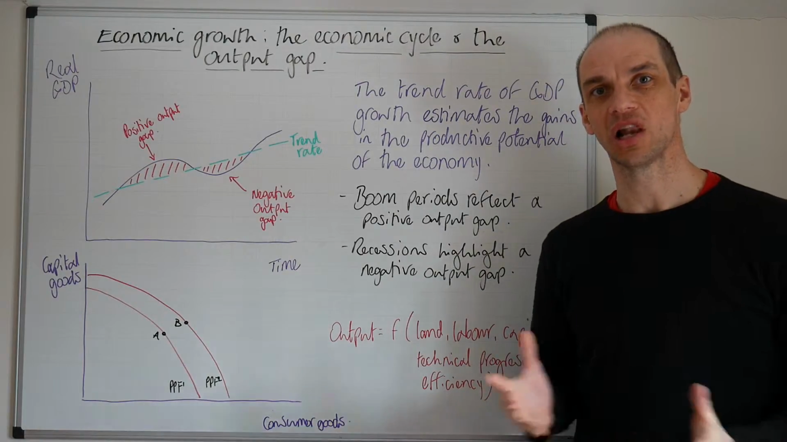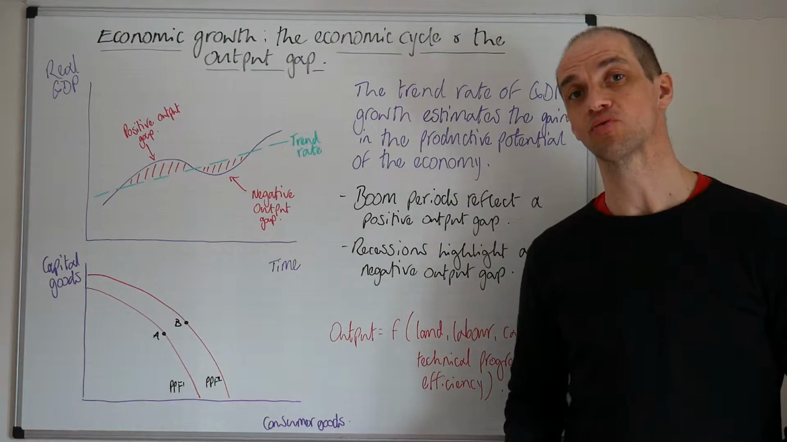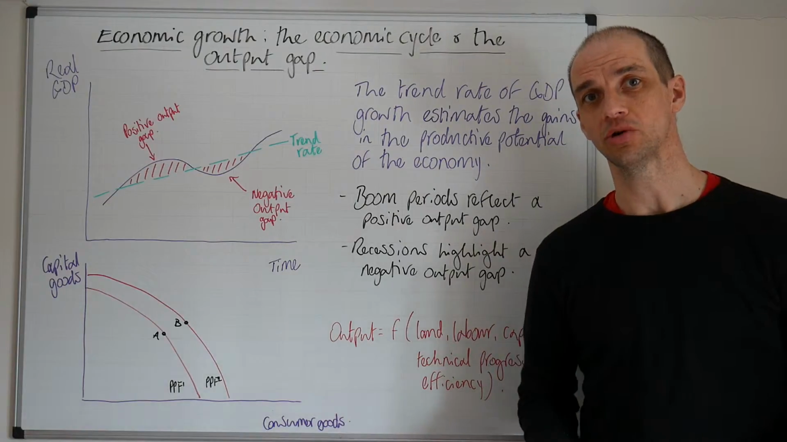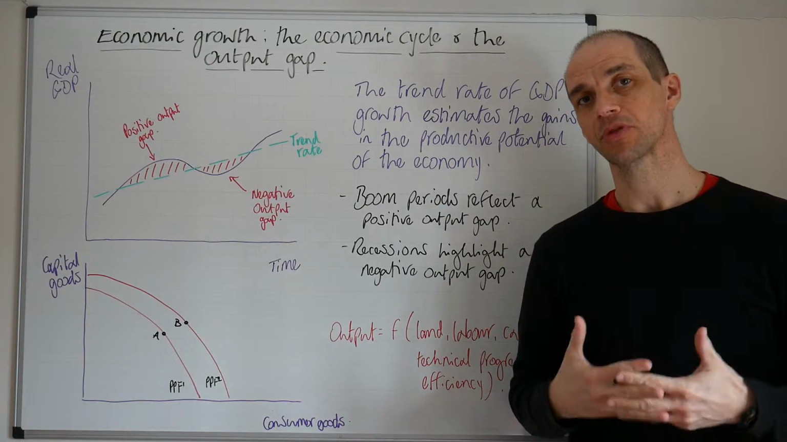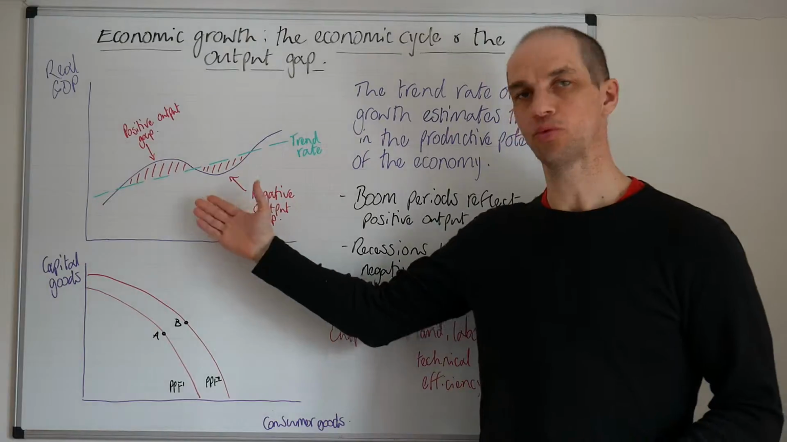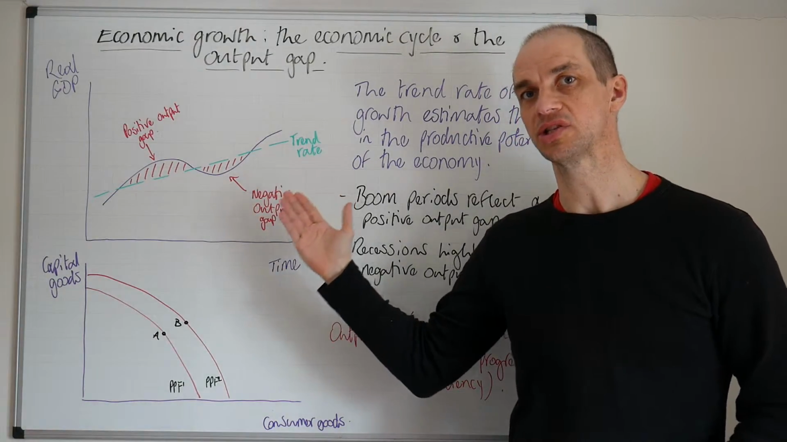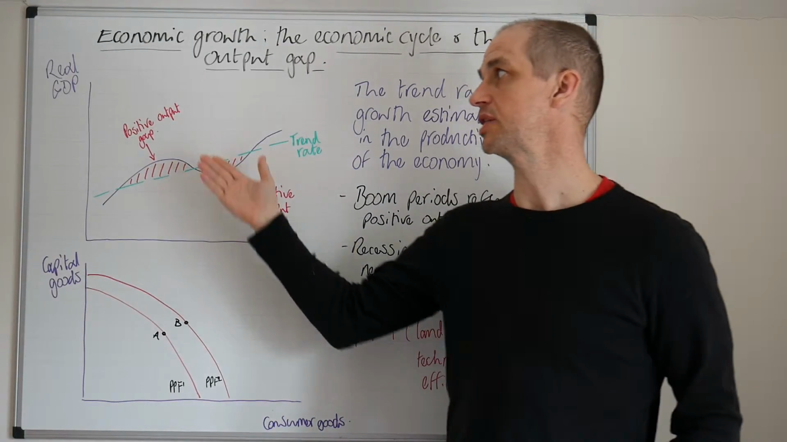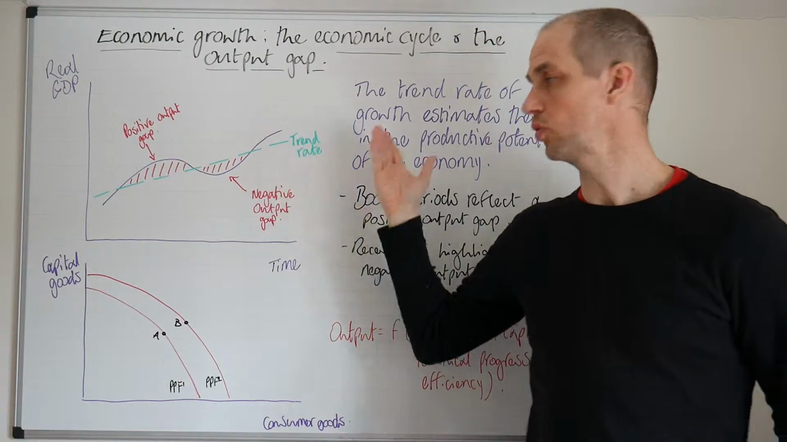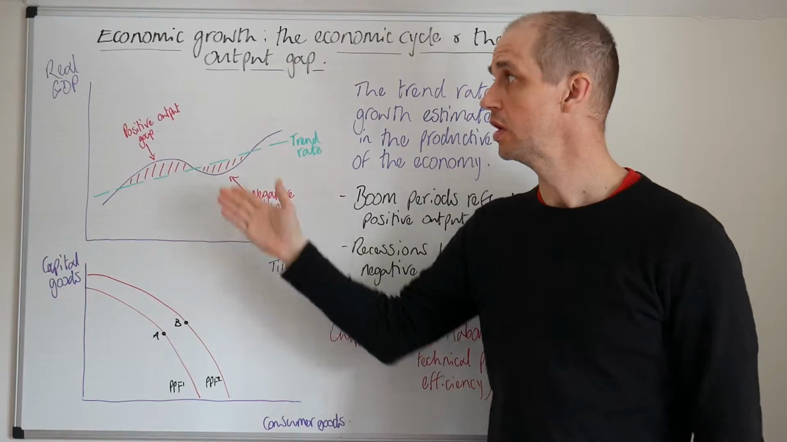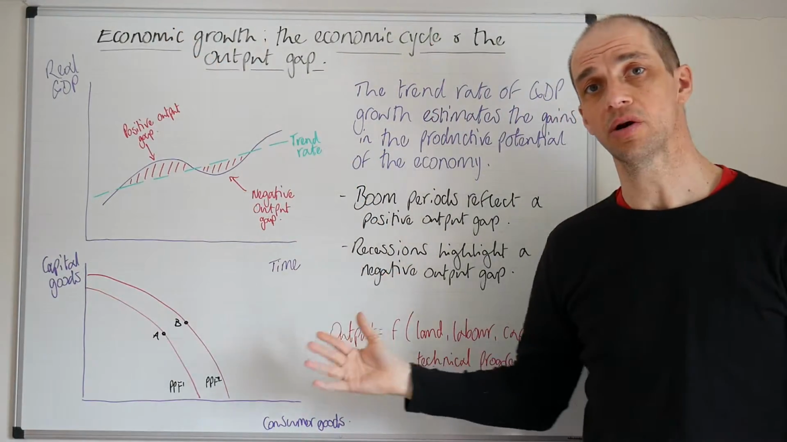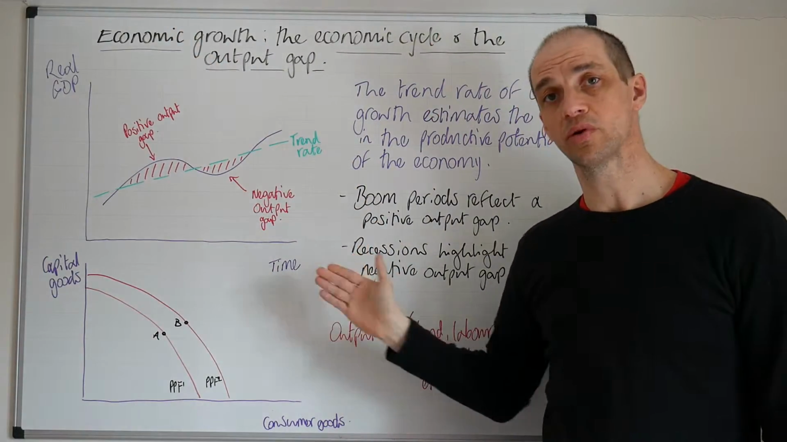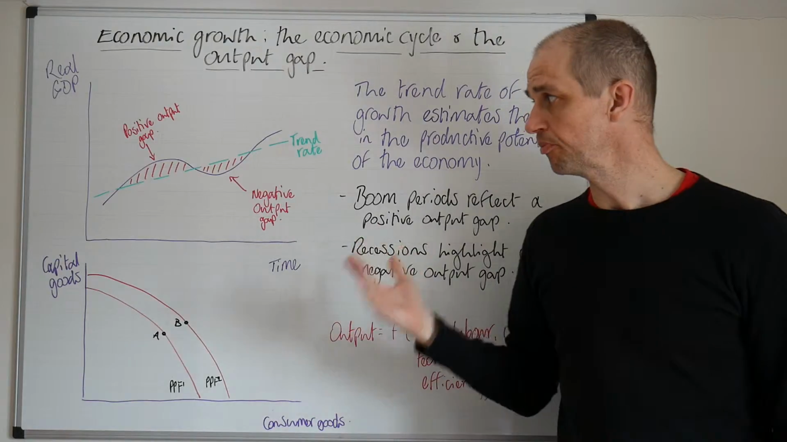Hi everyone, so let's now have a look at economic growth, the economic cycle and the output gap. There's a very useful model that we can use to understand this process of economic growth, and that is the economic cycle, also known as the business cycle. Here we've got real GDP on our y-axis, meanwhile we've got time on our x-axis.